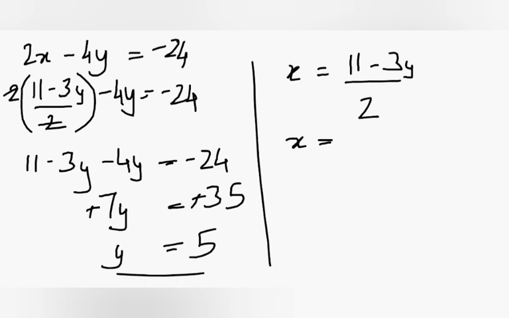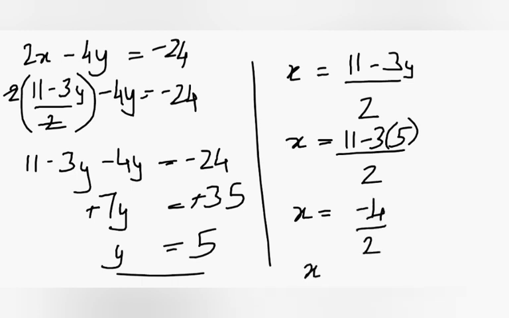So x is equal to (11 minus 3y) upon 2. So x is equal to 11 minus 5 times 3, which is 15, and 11 minus 15 is minus 4, upon 2. Therefore x is equal to minus 2. So yeah, this was it. We got x is equal to minus 2 and y is equal to 5, sorry.